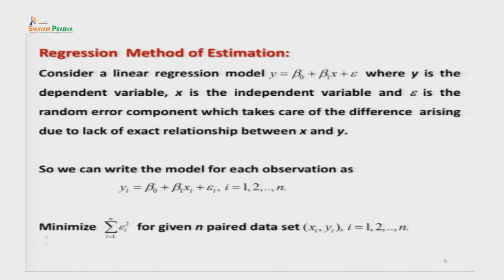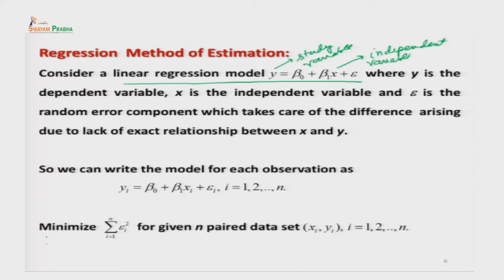Okay. Now we try to use the principle of least square on such an equation, so how will you obtain such a thing? What we try to do here is first consider a linear regression model of the type y is equal to beta 0 plus beta 1 x plus epsilon. Here y is your study variable, and small x is your auxiliary variable, or in regression analysis it is called the independent variable.